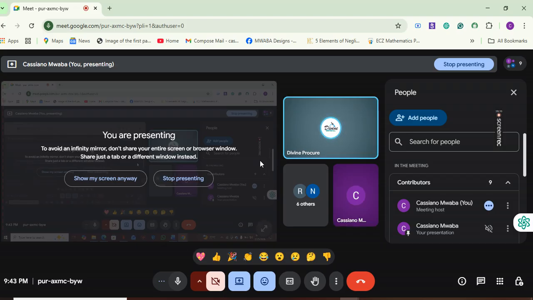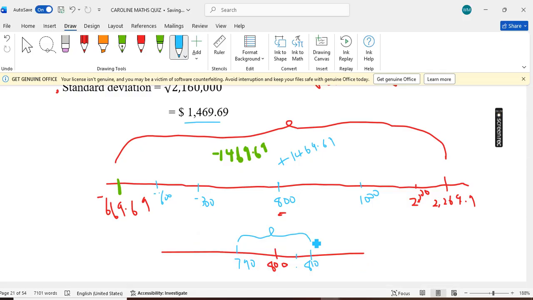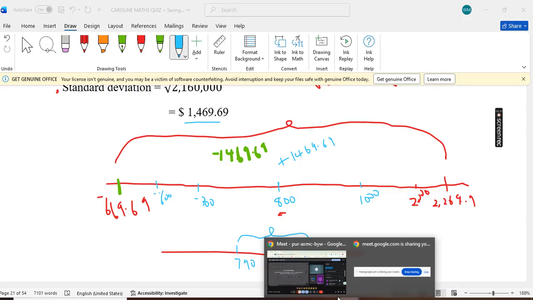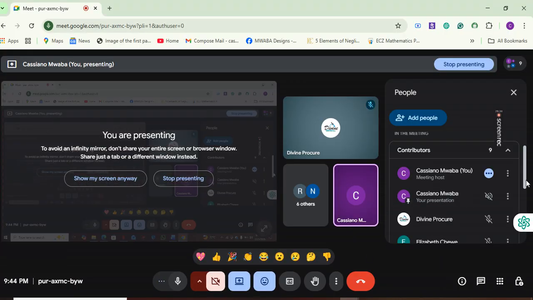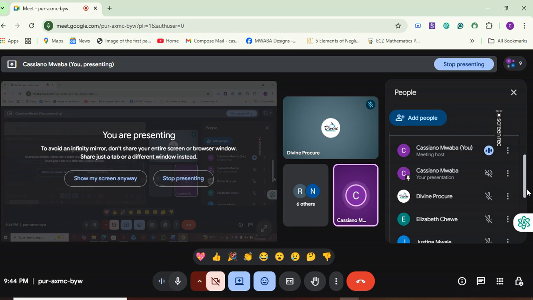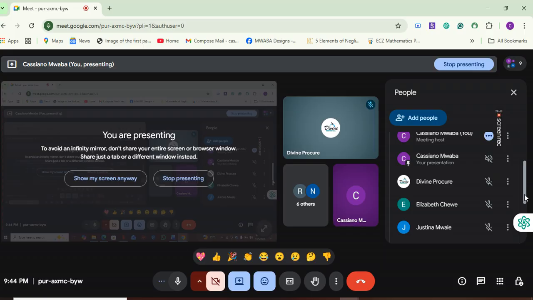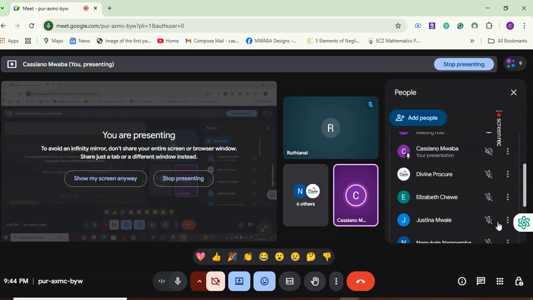What was the question? If you're investing in an industry or in something, would you want your returns to be fluctuating, or do you want them to be more stable? Definitely would want them to be more stable. Yes, so you would want a lower standard deviation. What about Madam Ruth? If you are investing, would you want returns that fluctuate, or returns that are stable? Returns that are stable. Yes. Madam Elizabeth?